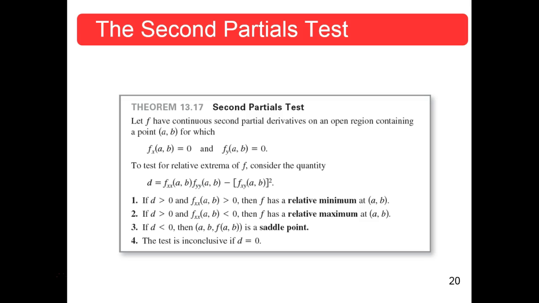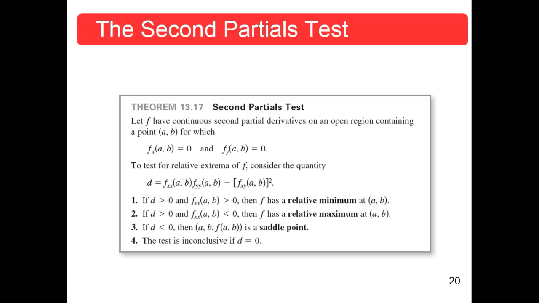Now, if D is greater than 0, but f sub xx is less than 0, that means that f sub yy has to be negative as well, because you'd have to have a negative times a negative to make a positive. And you have to be positive, subtract the positive off, and the D, which is the difference of the two, be positive. Then that's a relative minimum.